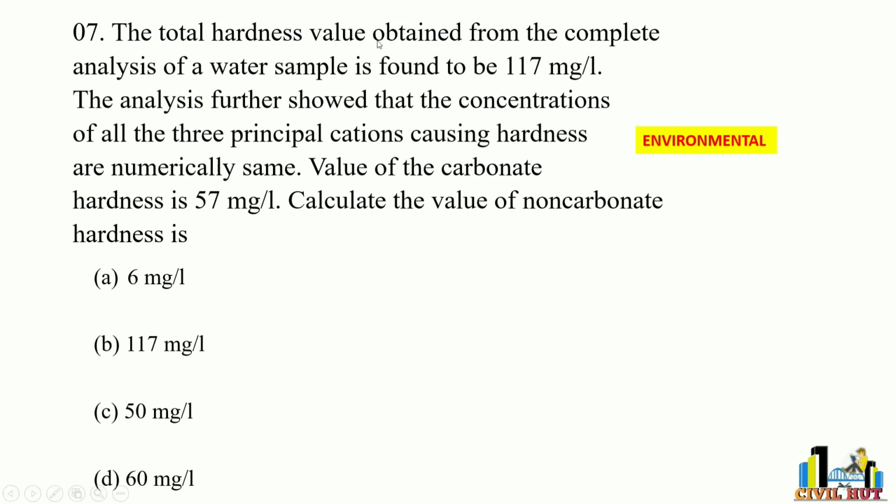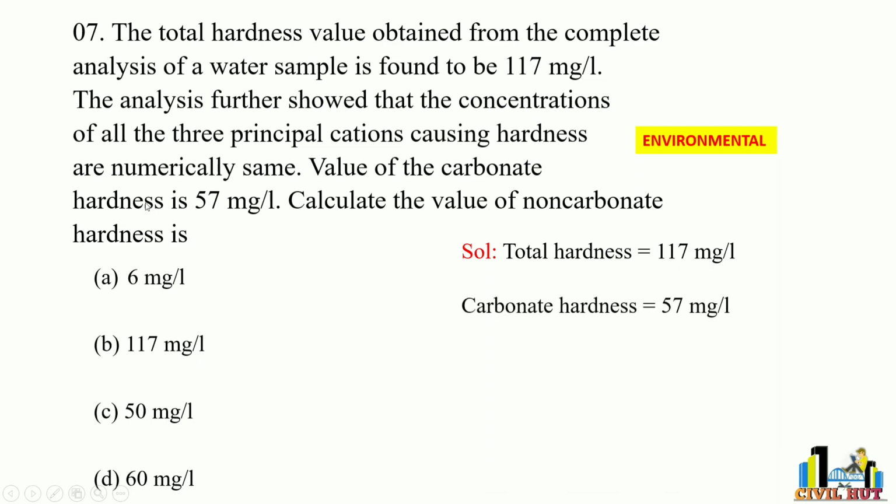Next question: the total hardness value obtained from the complete analysis of a water sample is found to be 117 mg per liter. The analysis further showed that the concentrations of all the three principal cations causing hardness are numerically the same. The value of the carbonate hardness is 57 mg per liter. Calculate the value of non-carbonate hardness. A. 6 mg per liter, B. 117 mg per liter, C. 50 mg per liter, D. 60 mg per liter.